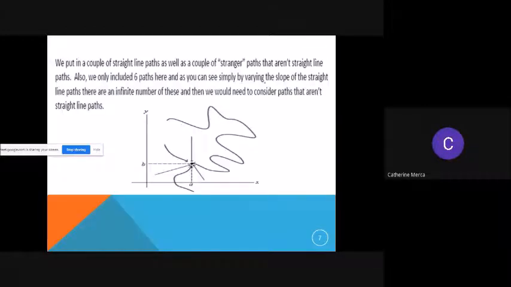And so, it says here that we put a couple of straight line paths as well as a couple of stranger paths. Any straight line paths, this path and this path. And then the rest here, this path would actually be a strange path. There are already 6 paths involved: 1, 2, 3, 4, 5, and this one, this path here, which is another path. So 6.